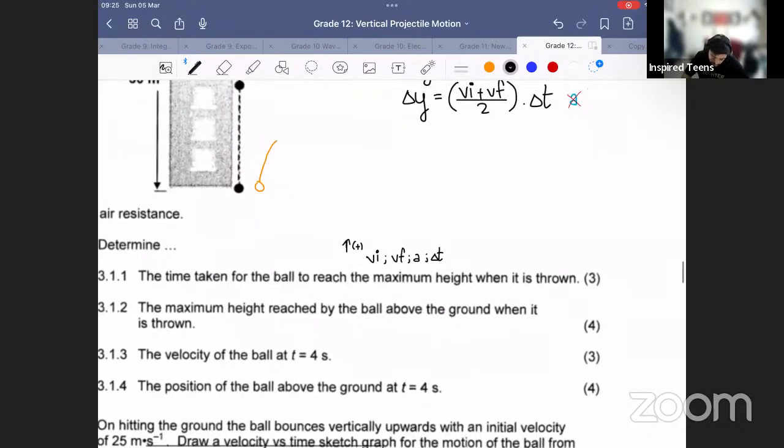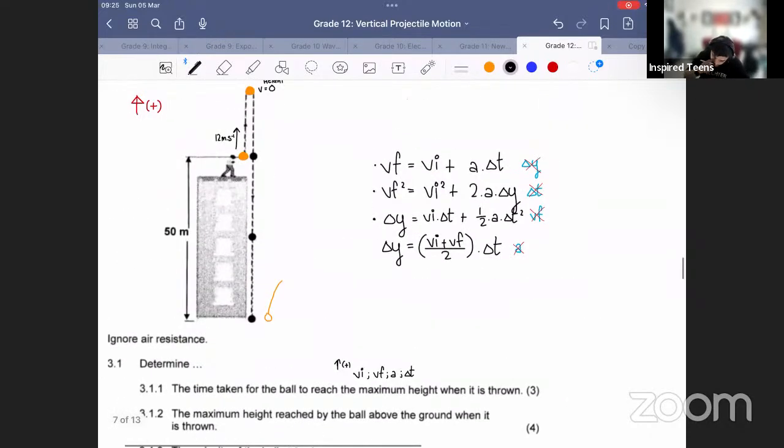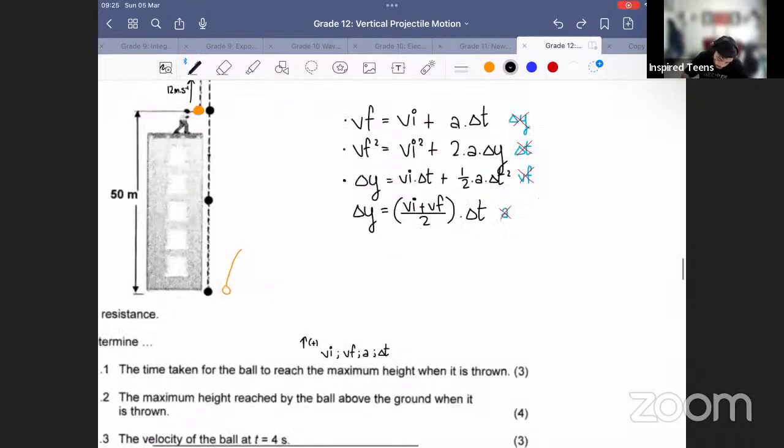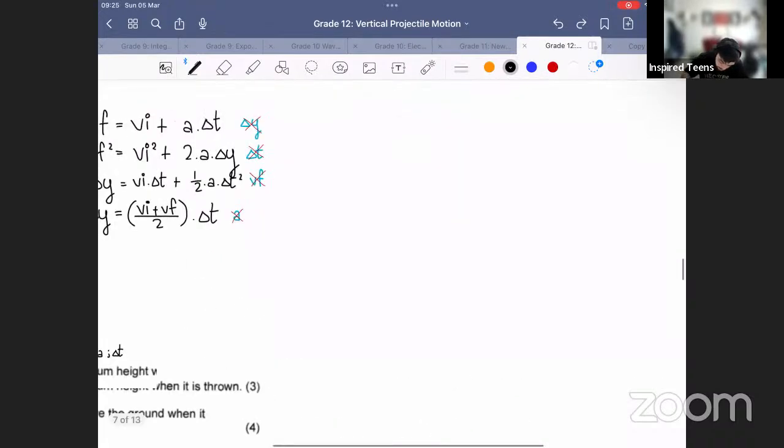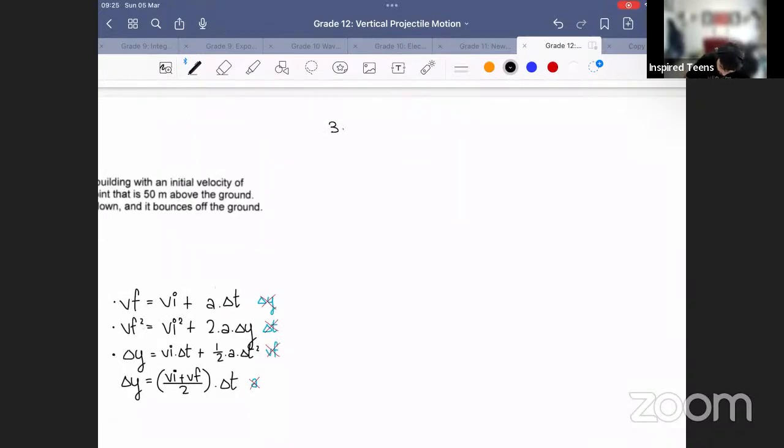The time taken for the ball to reach maximum height when it is thrown, a 3-mark question. I know V initial, I know V final, I know acceleration, and I'm looking for delta t. My first formula works perfectly. 3.1.1: V final is equal to V initial plus a times delta t. V final is 0 because it's at max height.